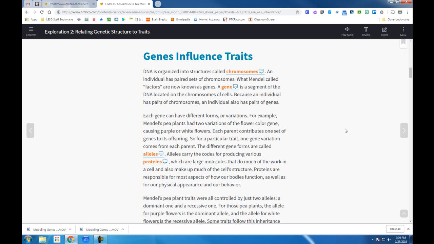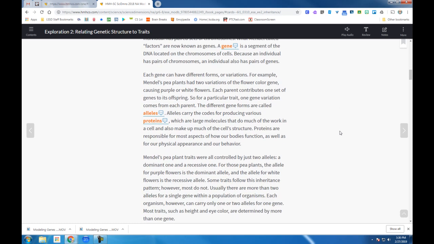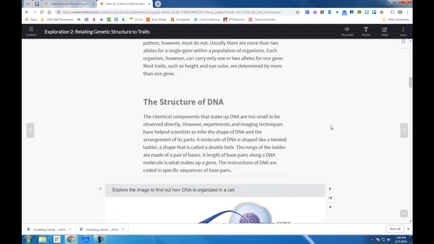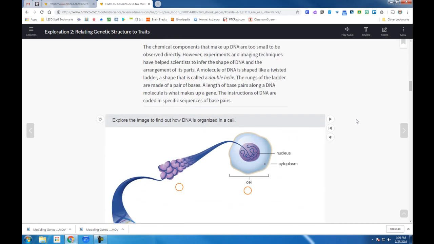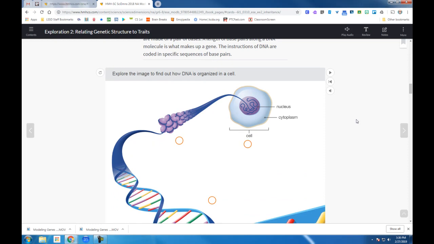They introduce us to some terms in orange: chromosome, gene, alleles, and proteins. And the structure of DNA, which again we've seen with our model, so that kind of helps us get an idea of what's going on in this image.